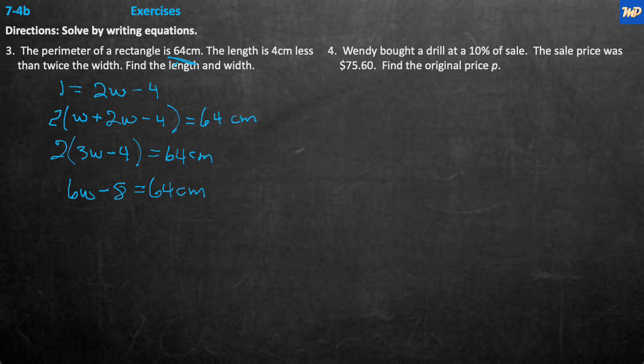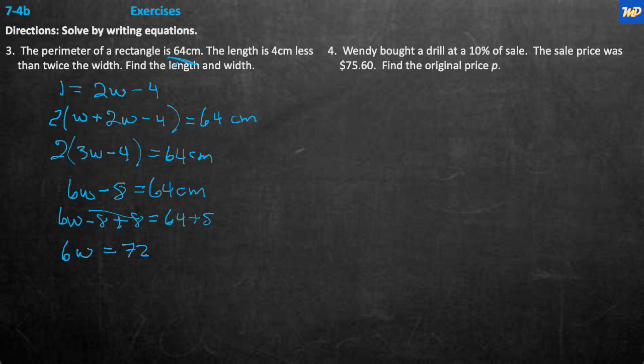Okay, now we have to get rid of the addition and subtraction. We have to undo that. So to undo it, we're going to have 6w minus 8 plus 8 equals 64 plus 8. So the 8's take care of themselves. We have 6w is equal to 64 and 8 is 72.